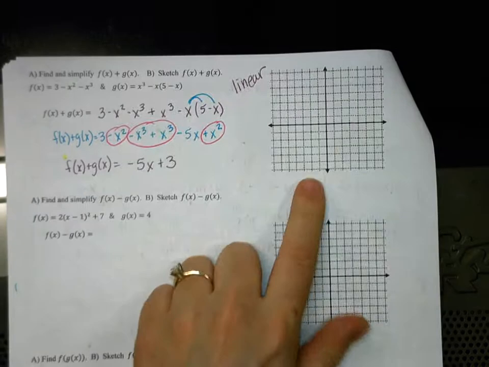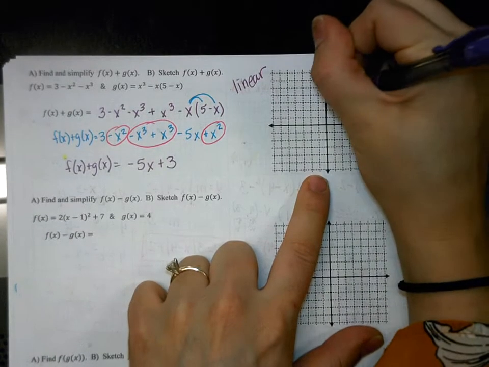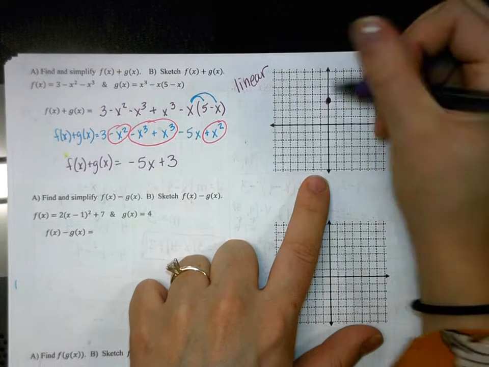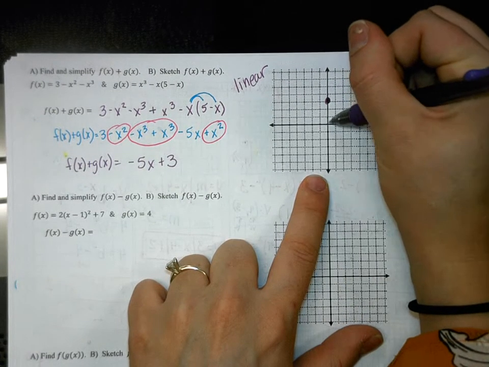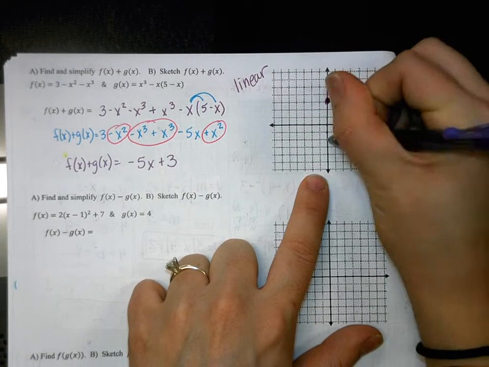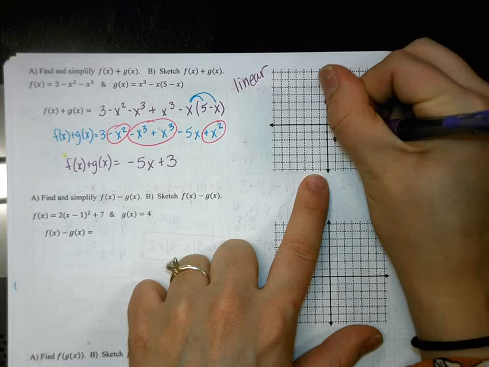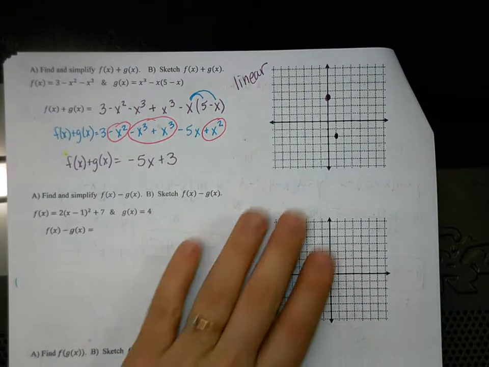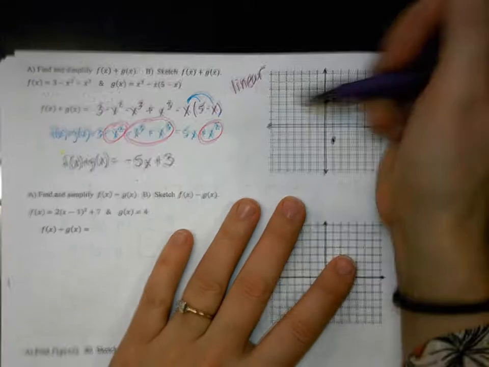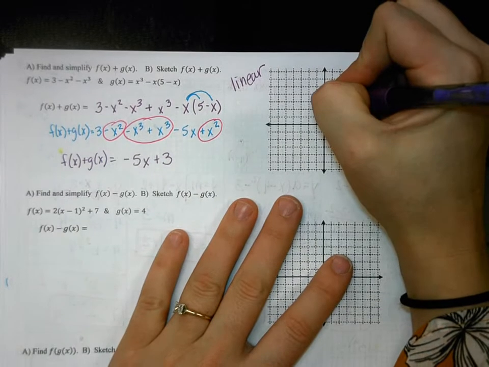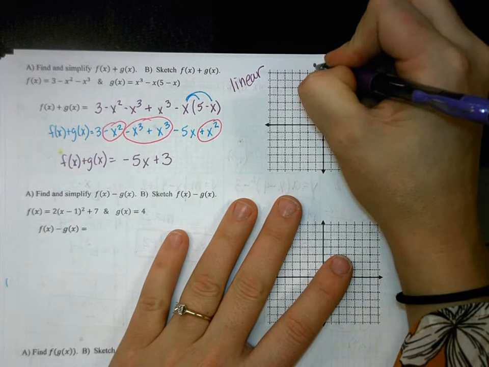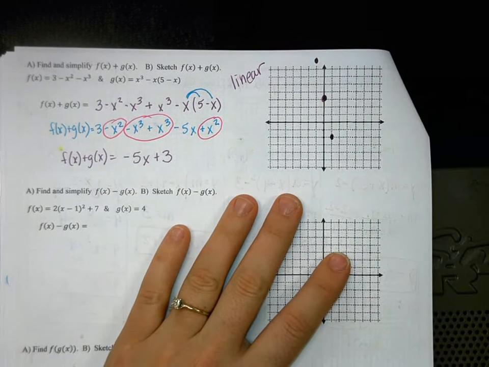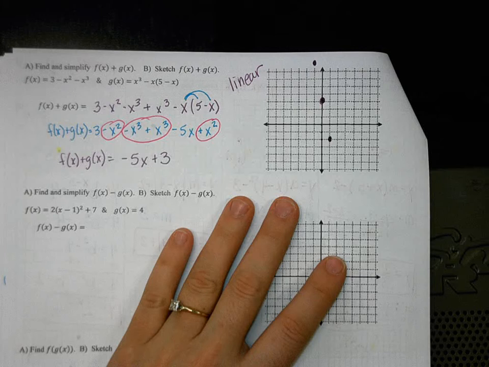My y-intercept is positive 3. My slope is down 5 over 1. Normally we want 3 lattice points, but my third lattice point is going to be off the graph, so it's really close to being on the graph. If I go up 5 over 1, it's right there.